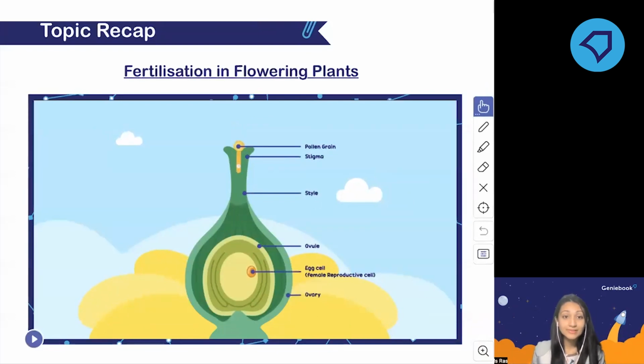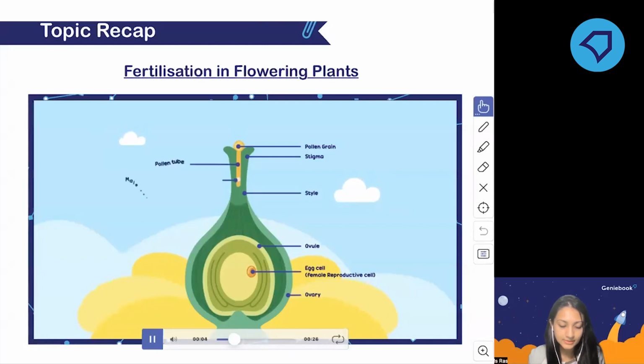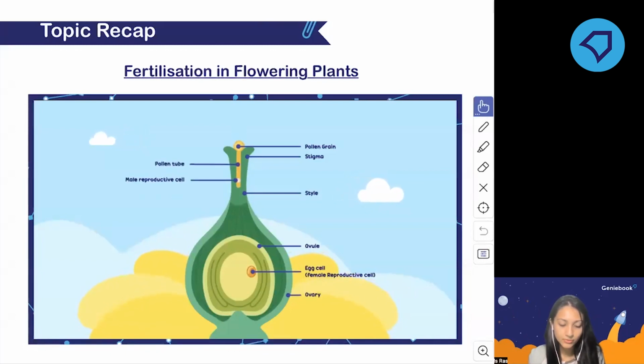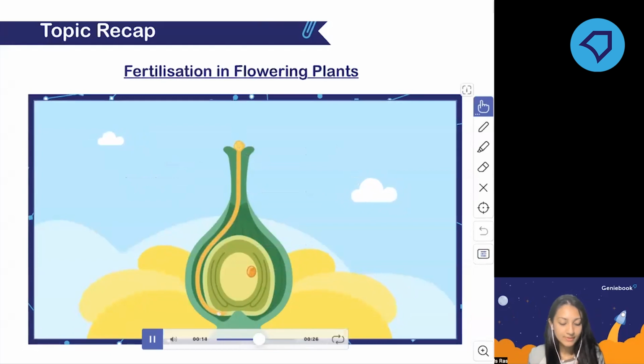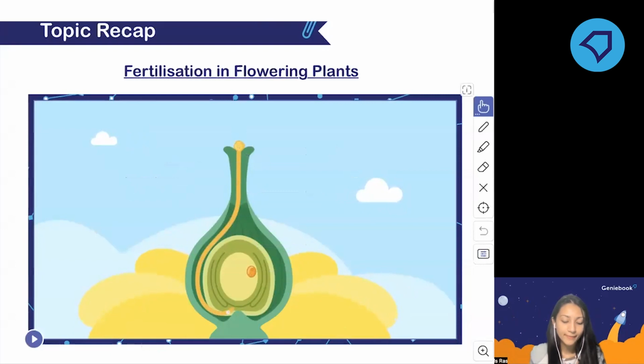And then after that, the pollen grain will not just sit there, and it will not be like the male sperm cell where it can swim. So what it does is it will grow a tube. It will grow a tube, and then the tube will grow all the way downwards until it reaches the ovary. So let's watch this. You see the pollen tube containing the male reproductive cell. It keeps growing. This occurs over a period of time, depending on the flower. Sometimes it can be a few days, sometimes even a week, depending on which flower we're talking about.